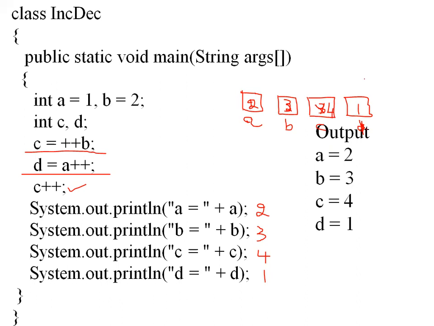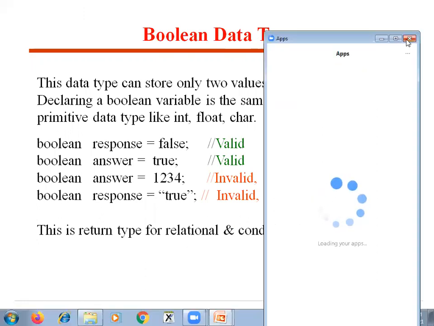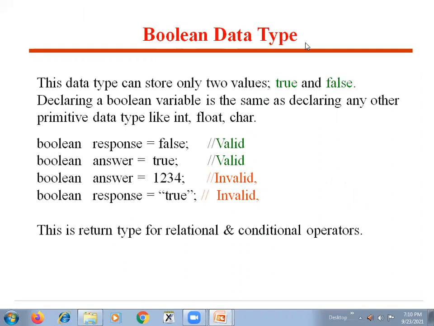Okay. Right. So next, Boolean data type. As I said, data types. There is a special data type called Boolean data type in Java, which can store only two values, true and false. It is one of the primitive data types like int, float, char. How we declare int, float, char, we can use the same way for declaring Boolean variables.